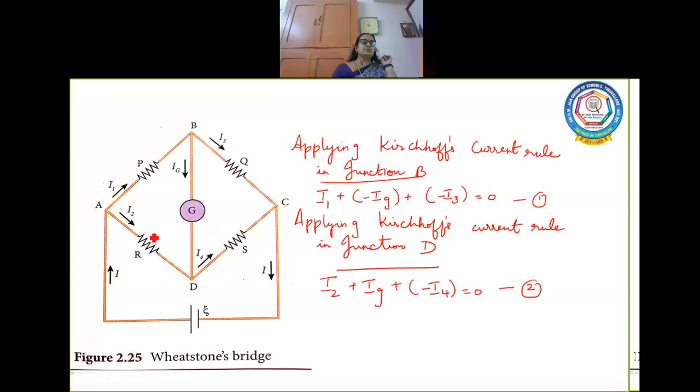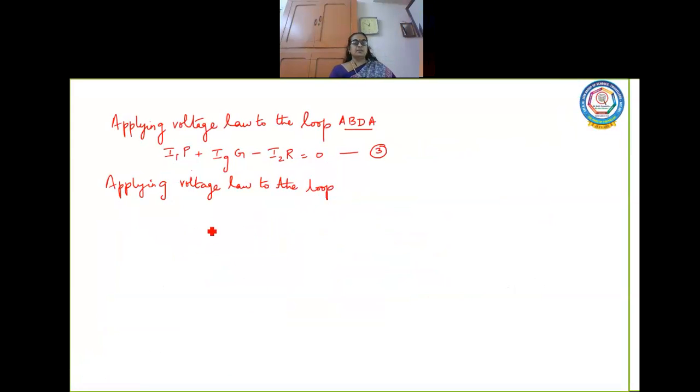Then from D to A also, I should have a negative sign because look at the direction of current. My direction is like this, the current direction is like this, but here it is like this. So it is opposite in these two leads, so I have to write the product of current and resistance with a negative sign. Let me write that. Applying voltage law to the loop, what is the loop here? A, B, C, D, A.